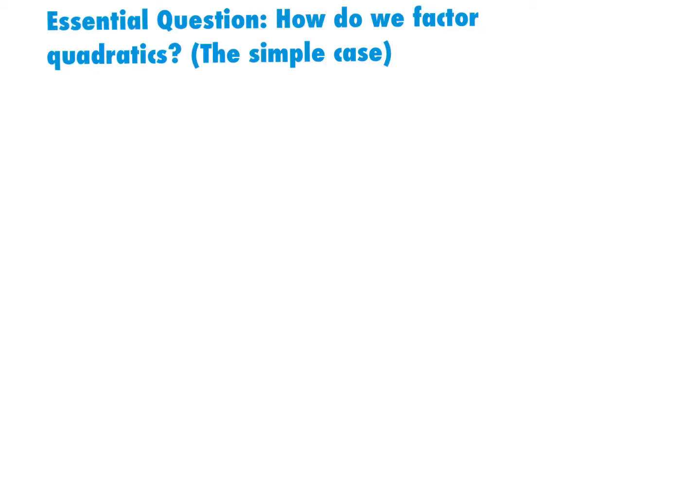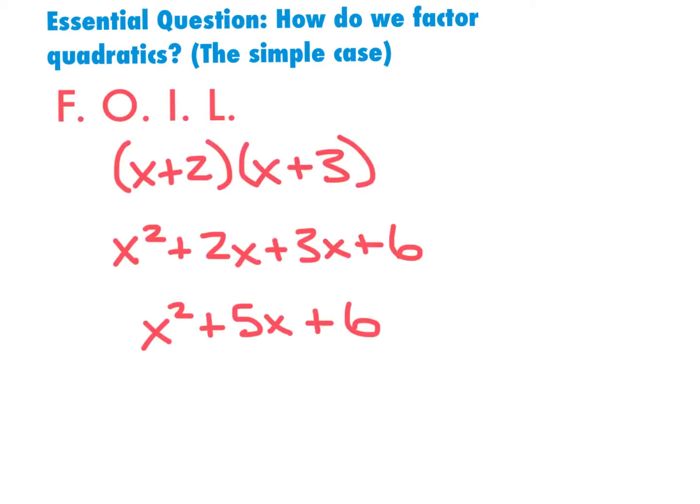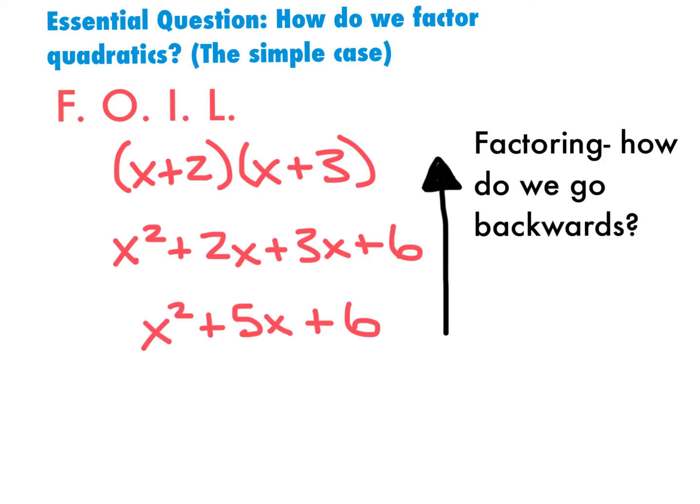Okay, so to start, let's think about the things that we already know. We know how to FOIL. If we have two binomials, x plus 2 and x plus 3, we know how to distribute the x plus 2 into the x plus 3 to end up here at x squared plus 5x plus 6. But with factoring, we're wondering, how do we go backwards? How do we start with something like this and end up here? Well, that's exactly what we're going to talk about today.